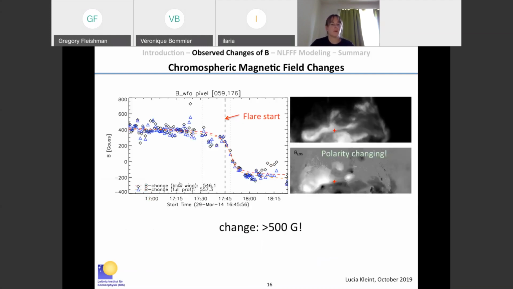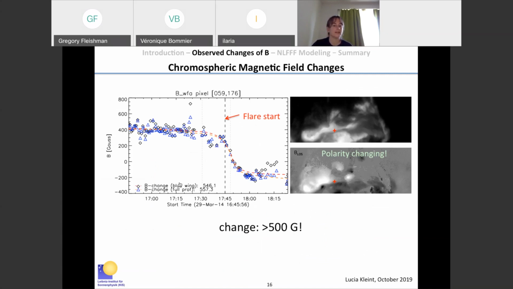This is an example of one of the pixels. This is completely in the middle of one of the flare ribbons, shown on the right with the red cross. In the chromospheric magnetogram, it's more or less at the polarity inversion line. And when we look at the evolution of the magnetic field, it changed also very fast, within 3 minutes, in this case by 500 Gauss.